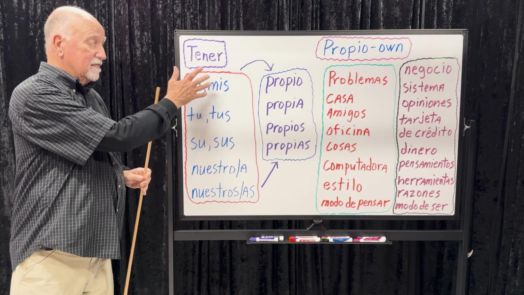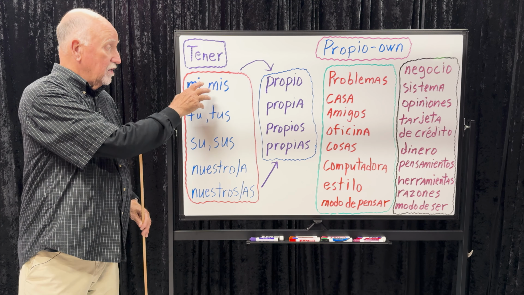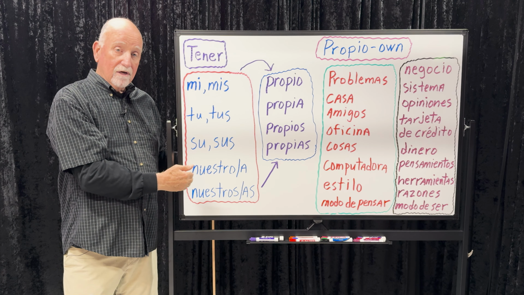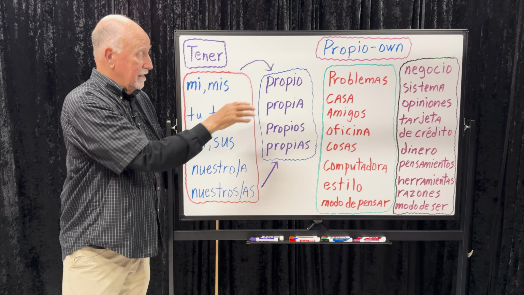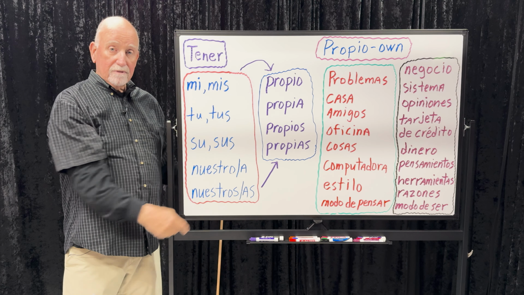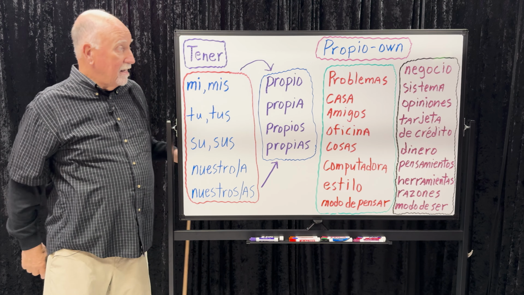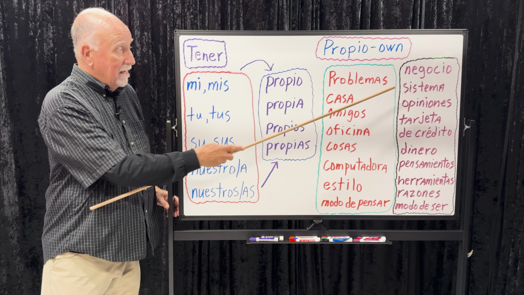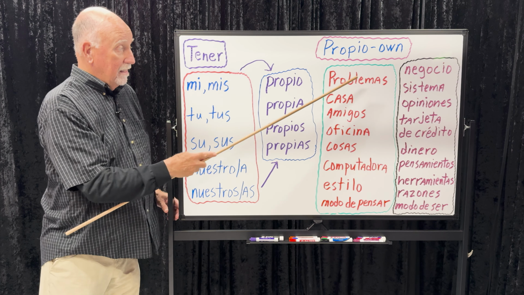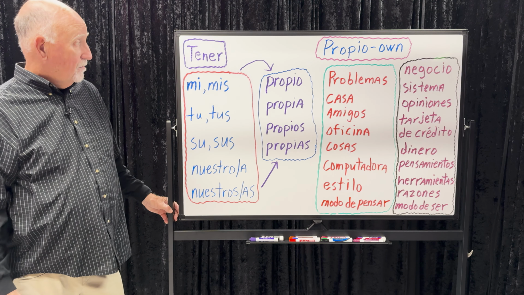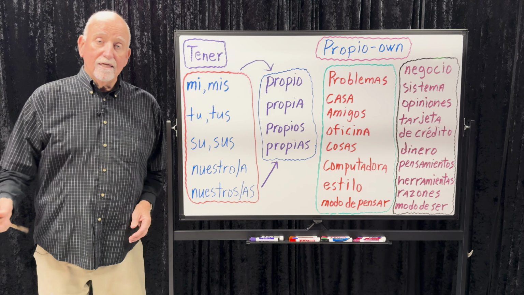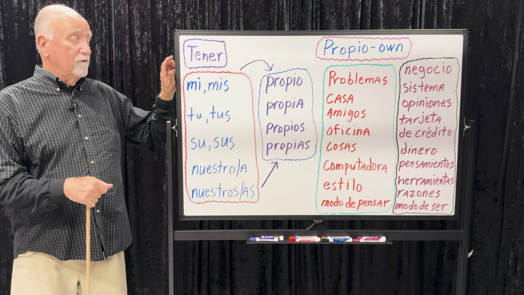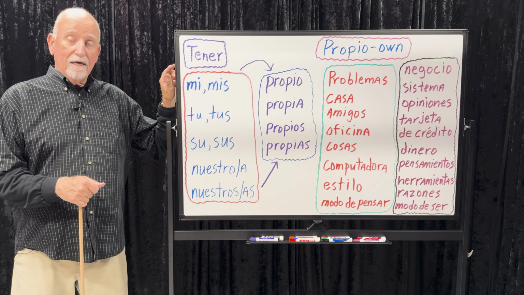If you're using a possessive adjective, make sure that if your noun is singular, you need a singular possessive adjective. If the noun is plural, ending in S, you need a plural possessive adjective. And again, remember, words that end in MA, most of them are masculine. El sistema and los problemas. Okay? All right, quick lesson. That's how you use the word propio. And again, the most common verb used with it is the verb tener.